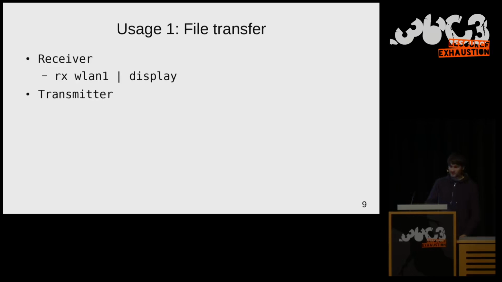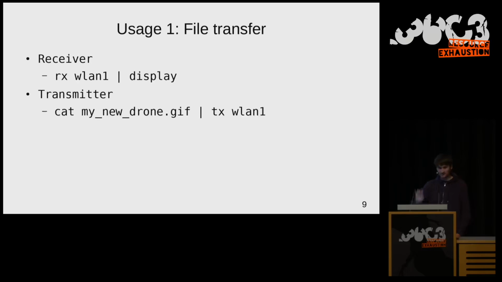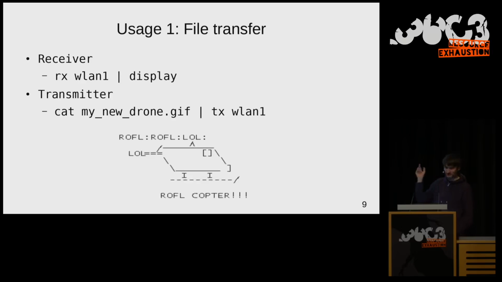On the transmitter side, it's the same in reverse, so you just output something to STD out, in this case a GIF file of your new drone, and you pipe that into the TX program of Wifibroadcast. As soon as you execute this command, it will be sent out into the air and picked up by the receiver and subsequently displayed by ImageMagick. So pretty simple, but like I said, an artificial setup.